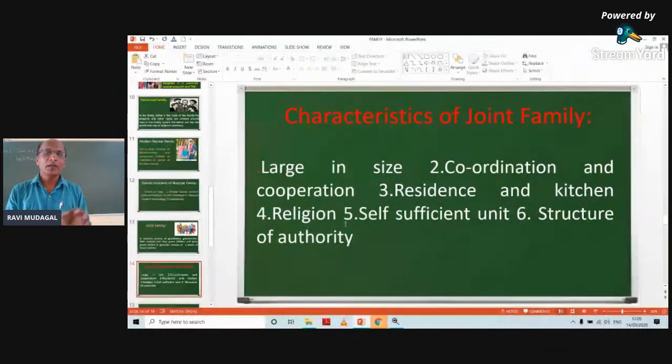Joint family is usually large in size. When it comes to nuclear family, it is small in size. It's a difference. Just think about the meaning of joint family and the meaning of nuclear family. Nuclear family is small in size, while joint family is large in size. They are big ones. Joint family is a big one because there are grandfather, grandmother, their children, and grandchildren. You can see a good number of people in a joint family. But when it comes to nuclear family, you can find limited people. I mean, father, mother, and their children, or without children.